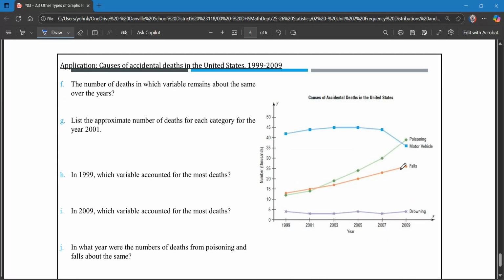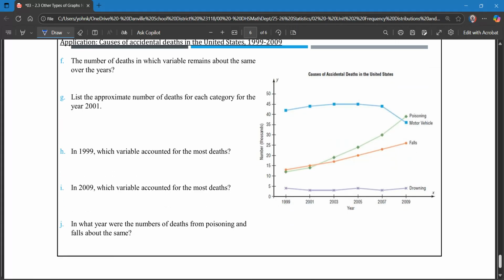The number of deaths in which variable remains about the same? And that would be drowning. It's the one that pretty much stayed the same.